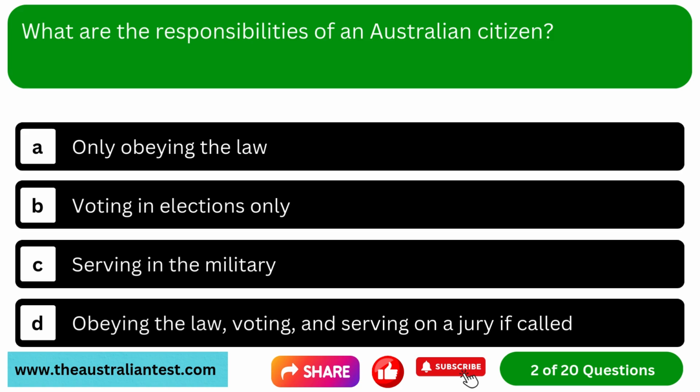Question 2. What are the responsibilities of an Australian citizen? Option A, only obeying the law. Option B, voting in elections only. Option C, serving in the military. Option D, obeying the law, voting, and serving on a jury if called.